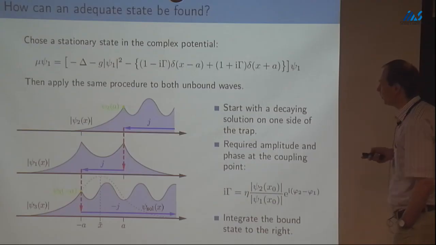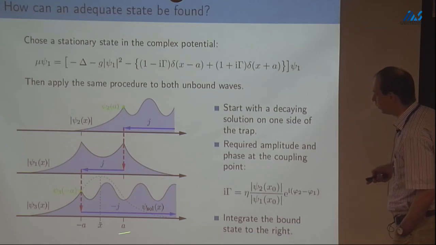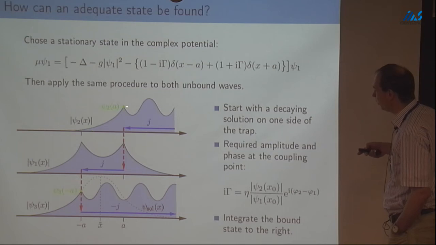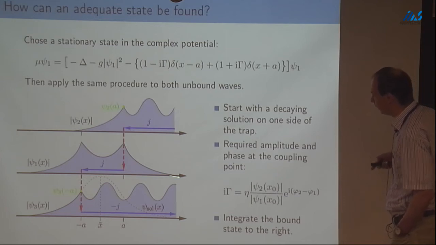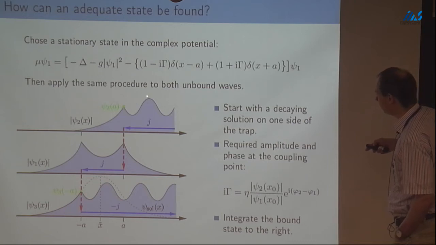And then we start with the same procedure for both of these unbound waves, so the upper one and the lower one. And the idea is we start with here a decaying solution, because we want to propagate it only in one direction, or coming in only from one direction, and propagate back in one direction. So we start here with some decaying solution on one side of the trap. Then we have this requirement of the amplitude and phase, which we here need to fulfill. And basically then we have to integrate further the unbound part of this wave function.